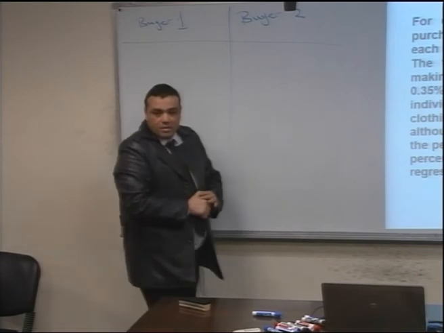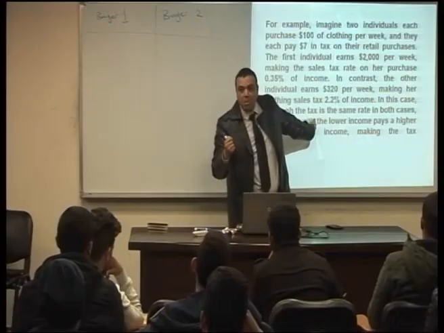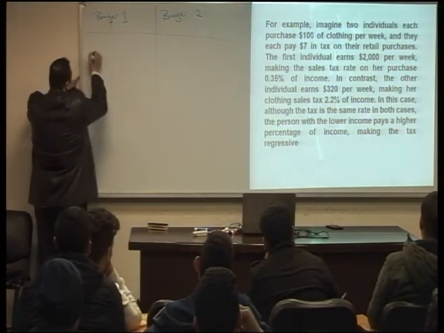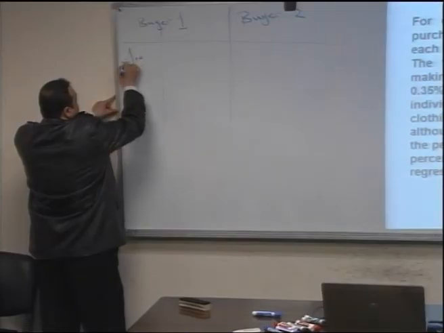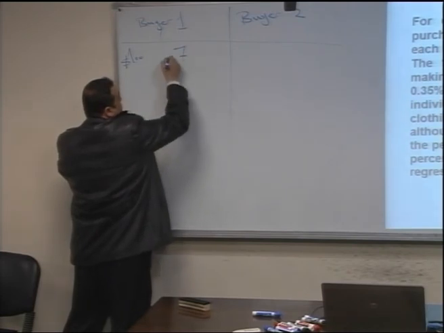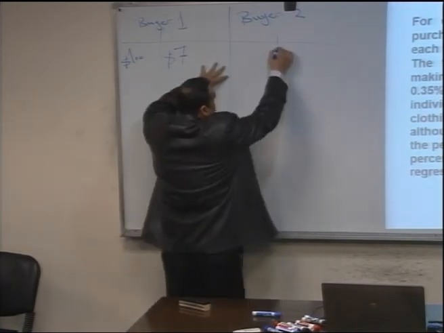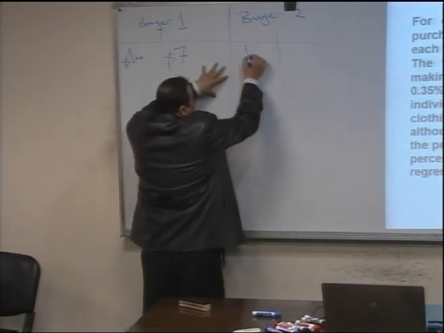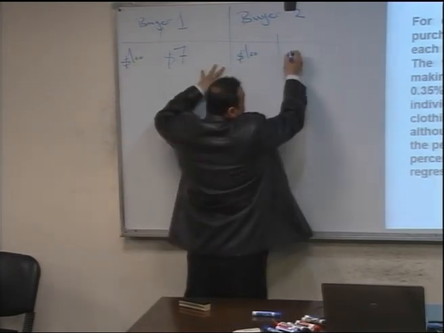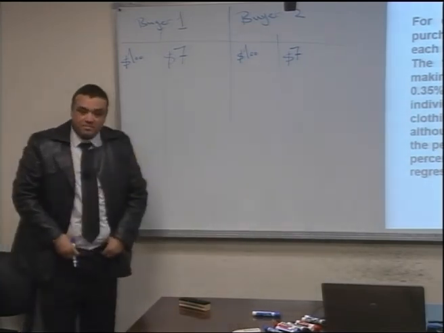The buyer number one bought clothing by $100. The purchase $100, and he pays $7 as a tax. The second buyer bought $100 clothing and pays the same $7. This is sales taxes. Okay?